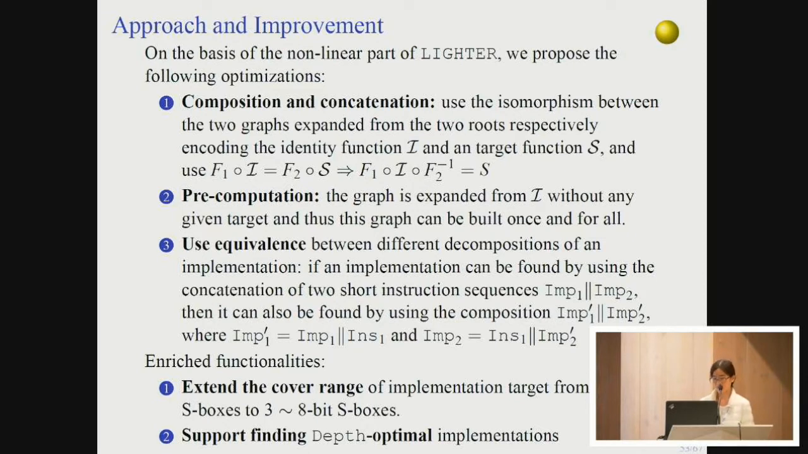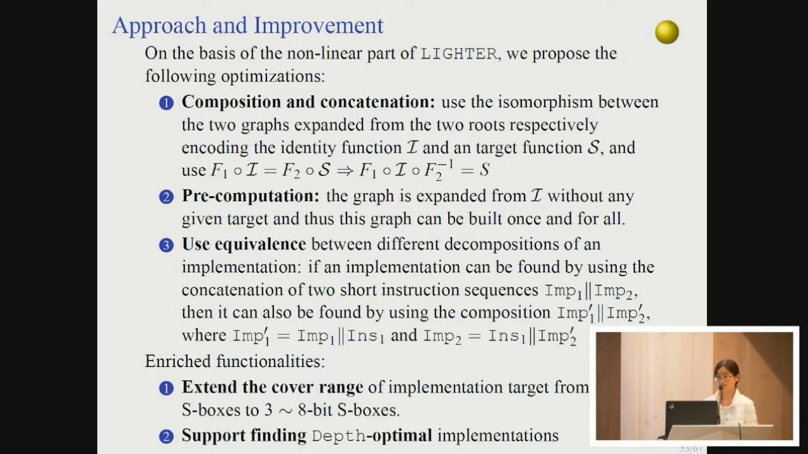We also use some equivalences between the implementation sequences to reduce the search space, so that Pagan is efficient even for a large set of small S-boxes.